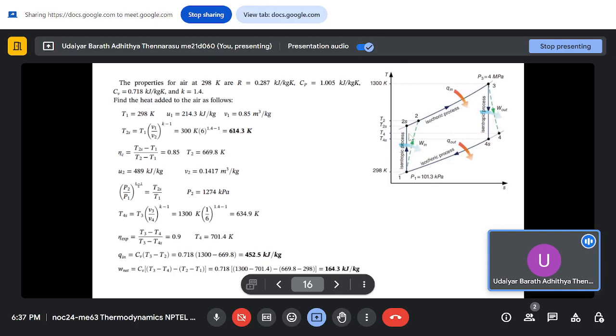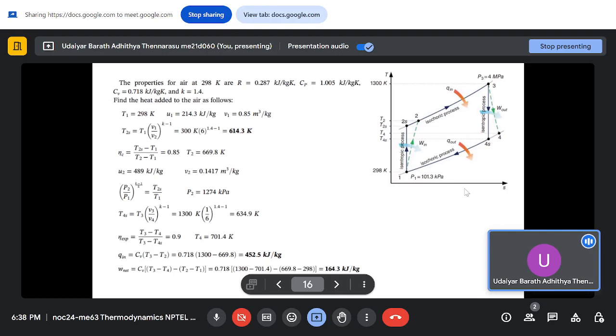So 1 to 2 is compression, 2 to 3 is your heat addition, 3 to 4 is expansion, and 4 to 1 is your heat rejection. And if you see in an engine, 3 to 4 is where you get the power stroke, where you generate power to run the engine.